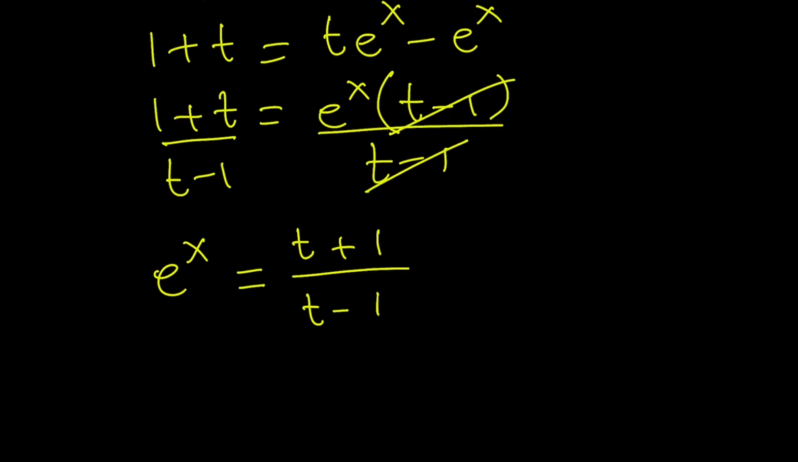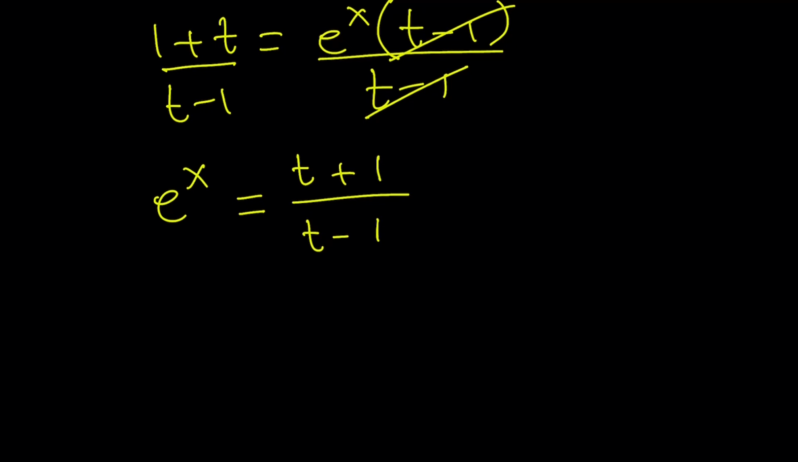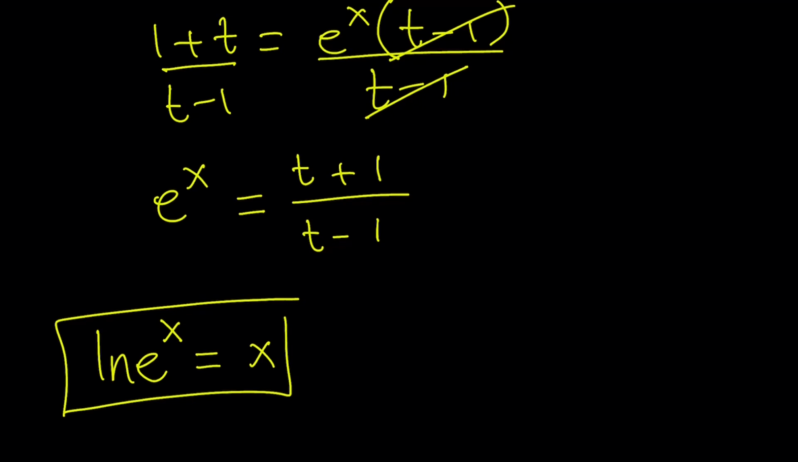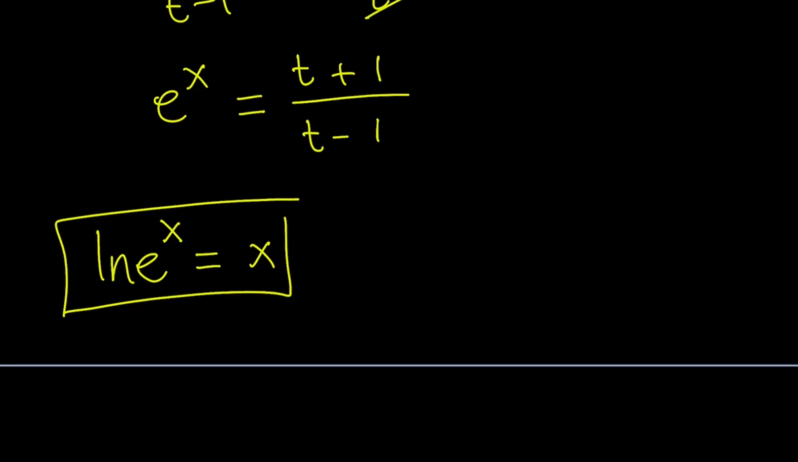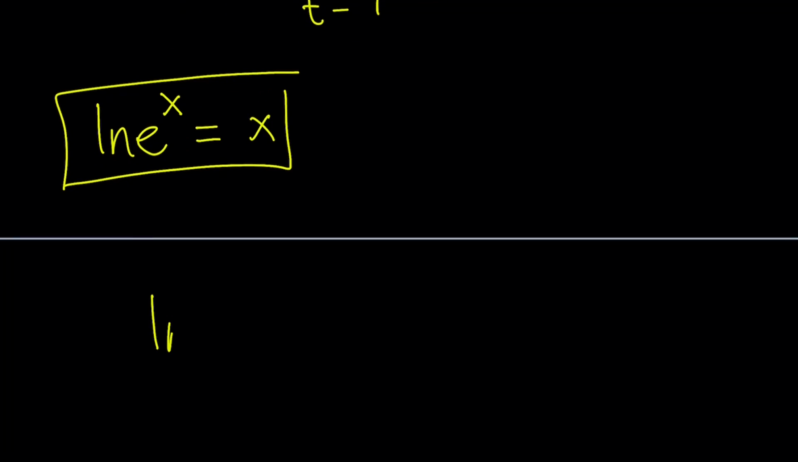But we do need x, so how do you get x from here? Easy, by taking ln, or natural log, on both sides, because if you take the natural log of e^x, then you get x by definition. That's how natural log is defined. Natural log is basically used to find the exponent when the exponent is unknown, assuming everything else is known. So we're going to do ln of e^x is the same as ln of (t + 1)/(t - 1).